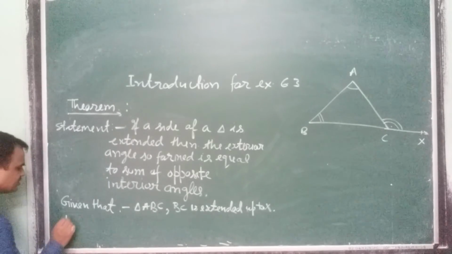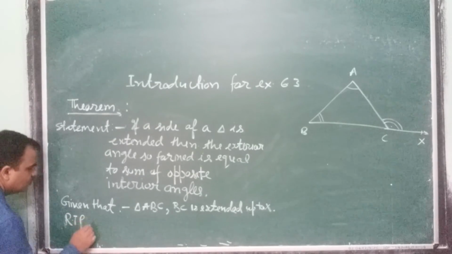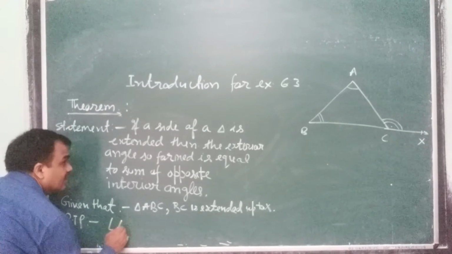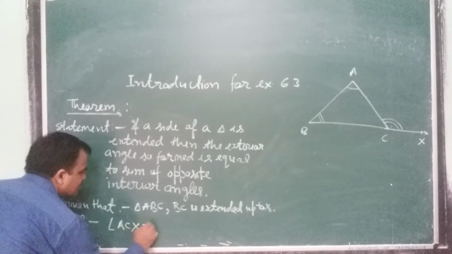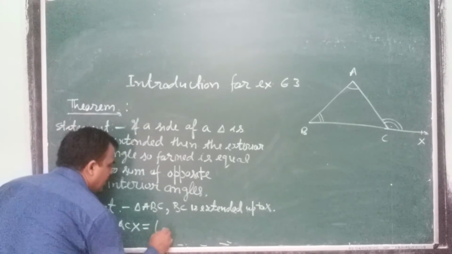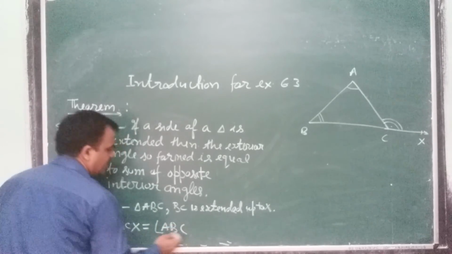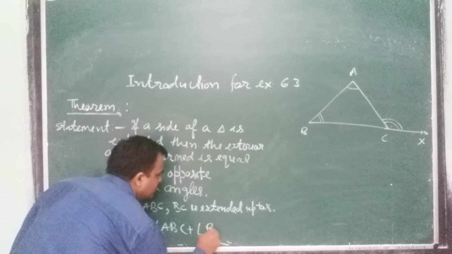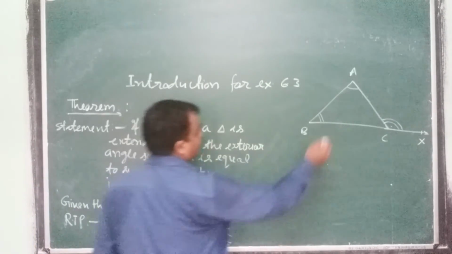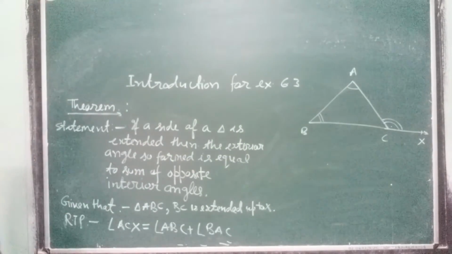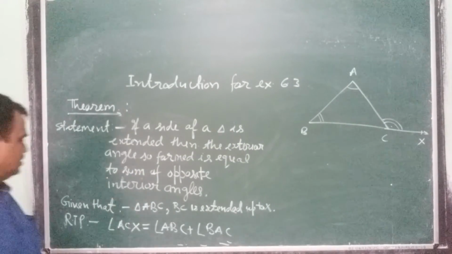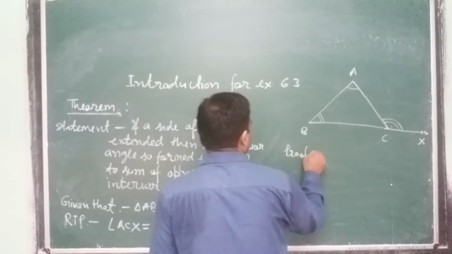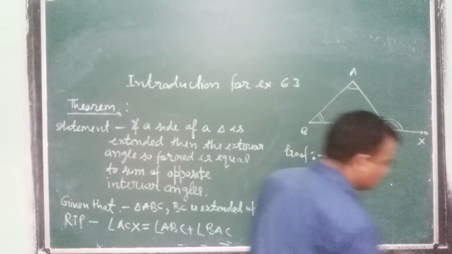Then the next step is to write required to prove. What is required to prove? Angle ACX is equal to angle ABC plus angle BAC. ABC means angle B, BAC means angle A. This we have to prove. Okay. Now let us have the proof.